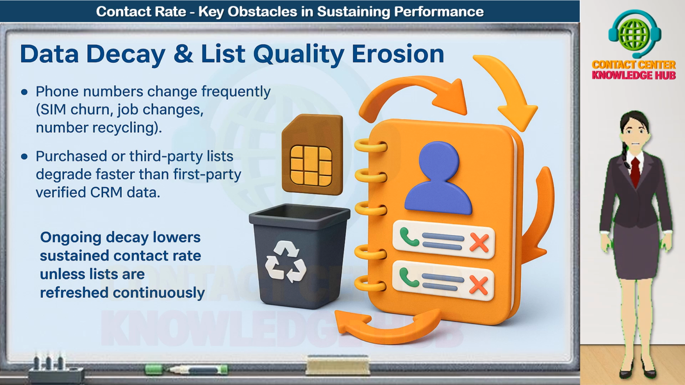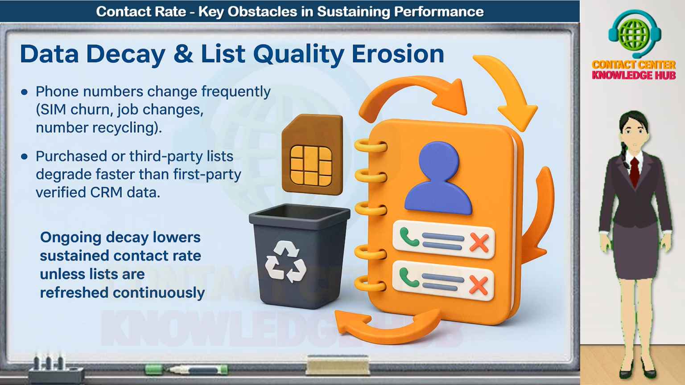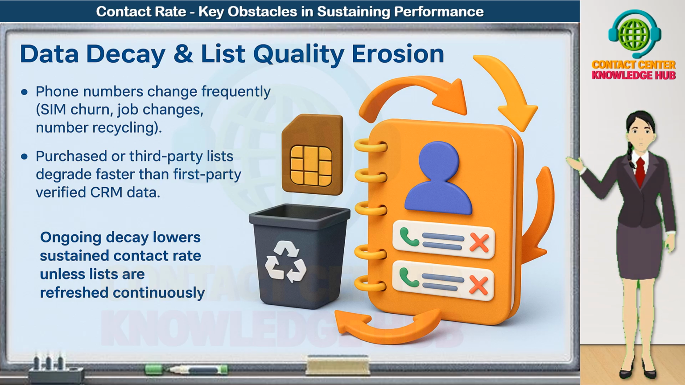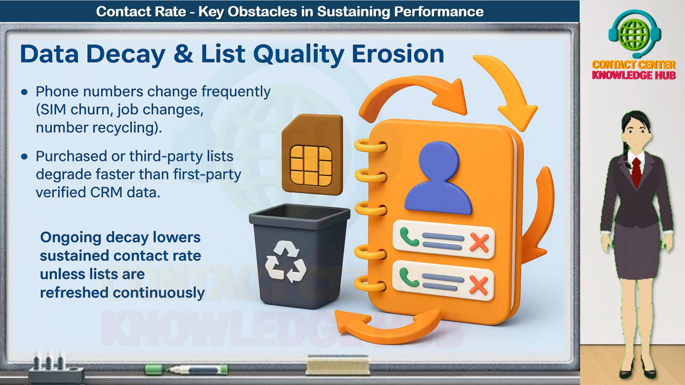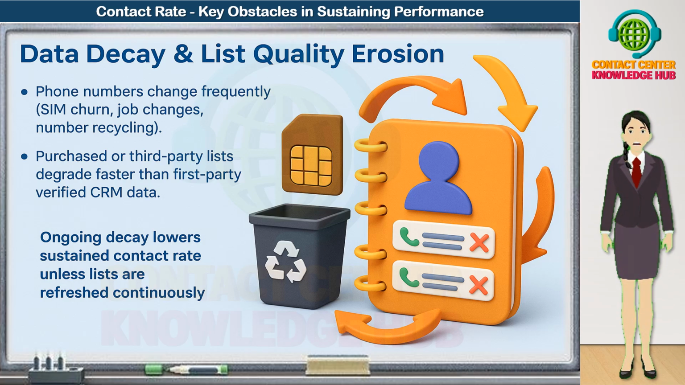They change frequently due to SIM churn, job changes, or number recycling by telecom providers. Even a clean, verified list today can lose accuracy within weeks or months. This issue is even more severe when using purchased or third-party data. Such lists tend to degrade faster than first-party CRM data that's verified through ongoing customer interactions.